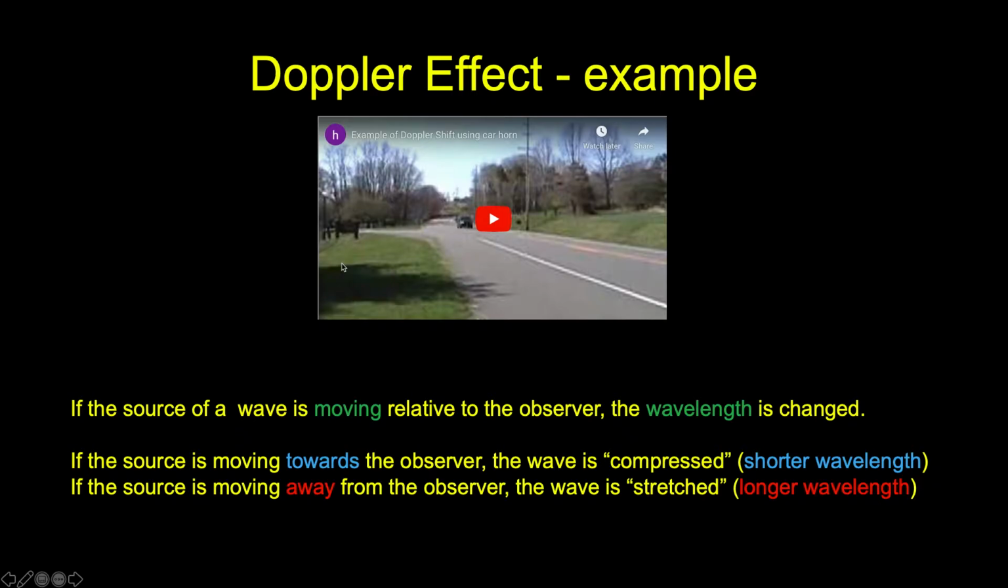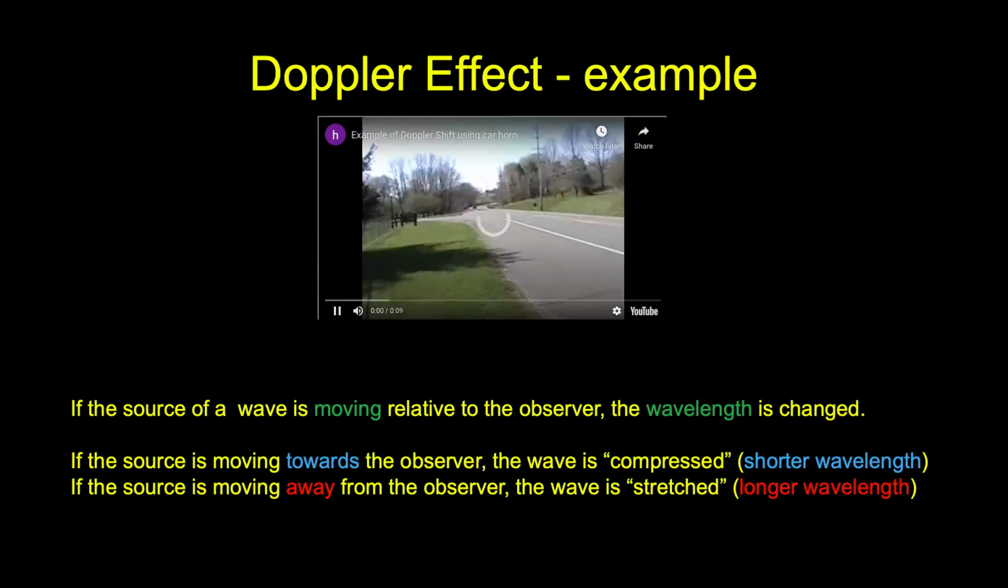From the driver's point of view, the note of the car horn doesn't change. It's a continuous tone. But from the point of view of an observer who is not moving, the car is moving relative to them, the note changes. You can hear as it travels towards the observer, it's a higher pitch, and as it travels away from the observer, it's got a lower pitch. See if you can hear that.